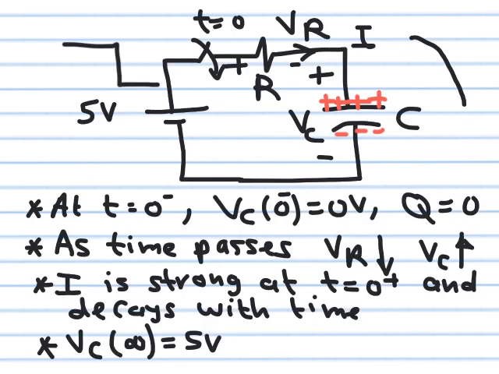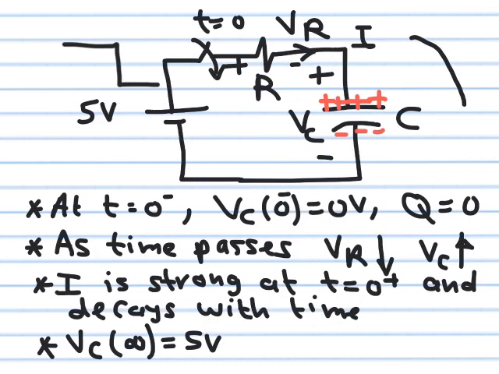We reach steady state when there is no further current in the circuit. And this will happen when the capacitor is fully charged. We reach that point when this 5 volts that you have here will be equal to the capacitor voltage. So the voltage between this point and this point will also be 5. As a result, there is no current going through the resistor.